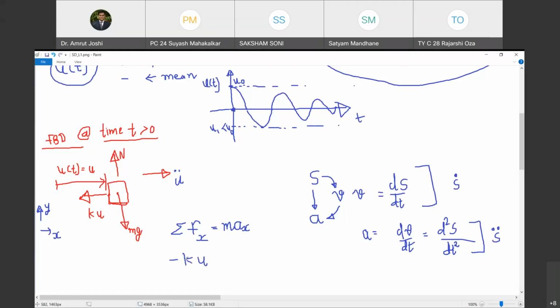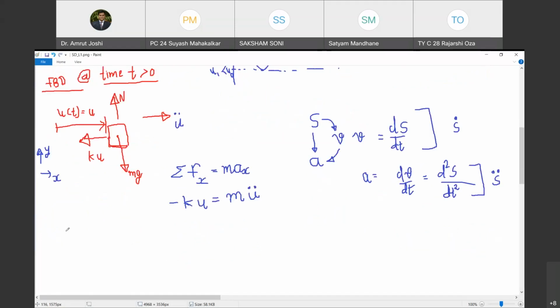Yes, sir. Okay. Now, can you tell me what is the mass of the block? Mass of the block is m. What is the acceleration of the block? It is U double dot. Do you agree? Yes, sir. And as U double dot is in the positive direction, I am going to simply say that as plus m U double dot. Happy? Yes, sir. And interestingly, what is the equation that we get? m U double dot plus KU.